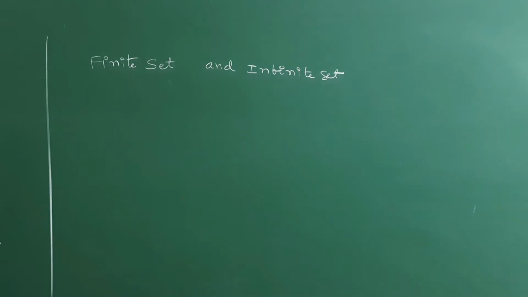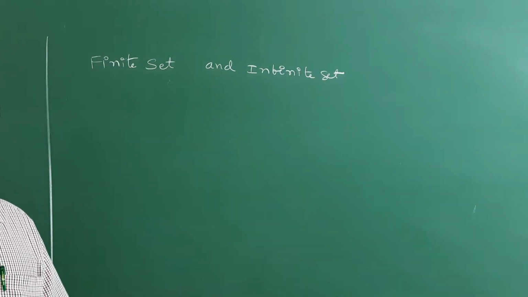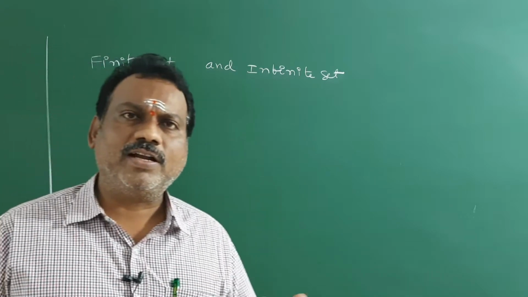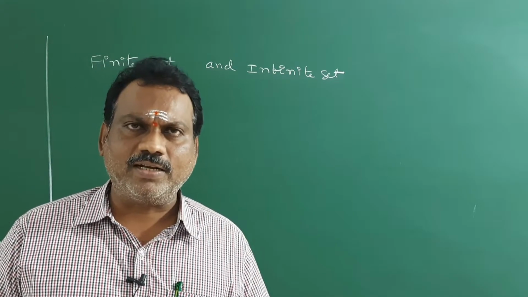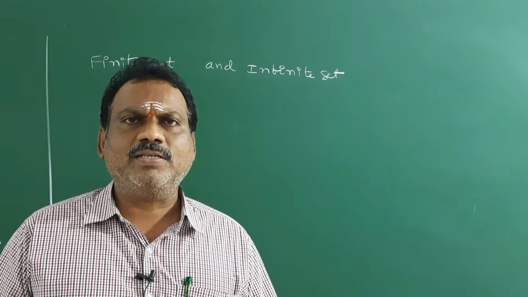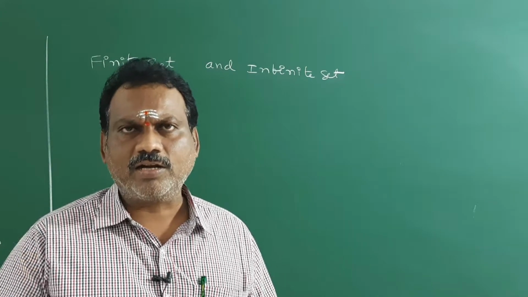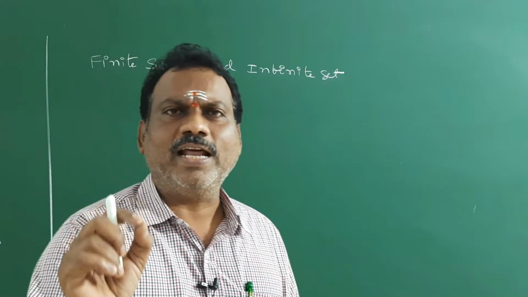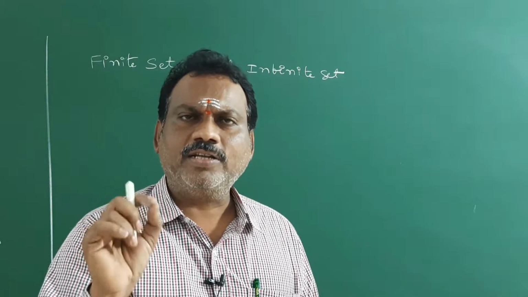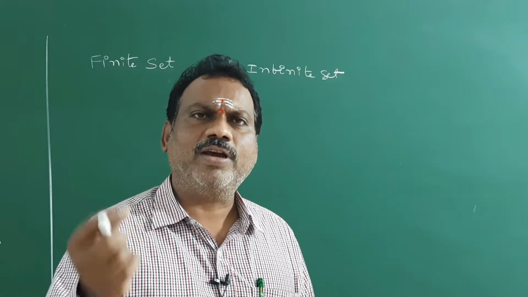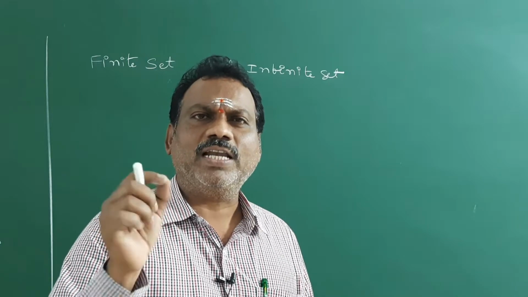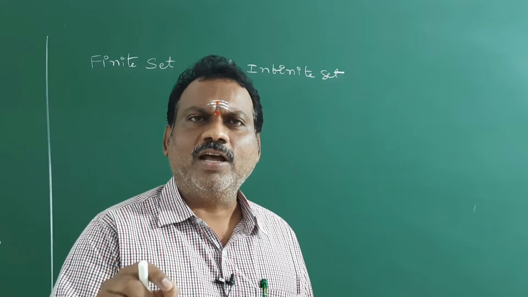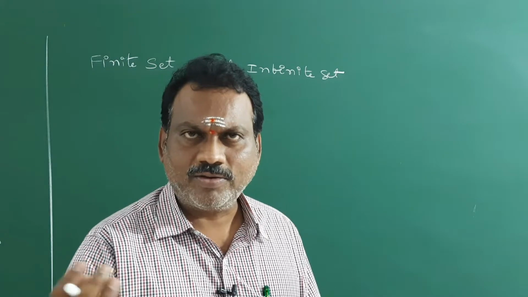What is a finite set and what is an infinite set? You know very well, a set may contain a definite number of elements, which is called finite. Indefinite number means uncountable, we cannot count it. For example, natural numbers less than 10, you can count it. Natural numbers less than 100, you can count it. Natural numbers less than 1000, you can count it. Natural numbers, you cannot count it.